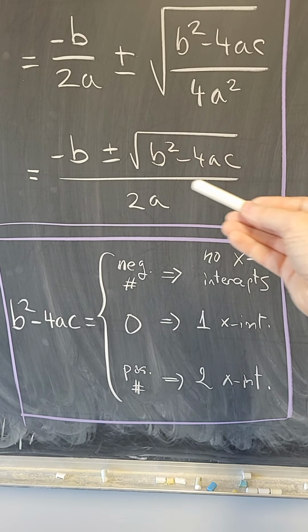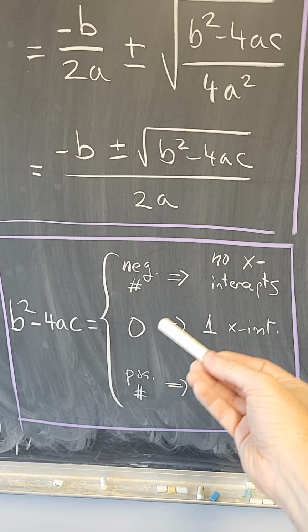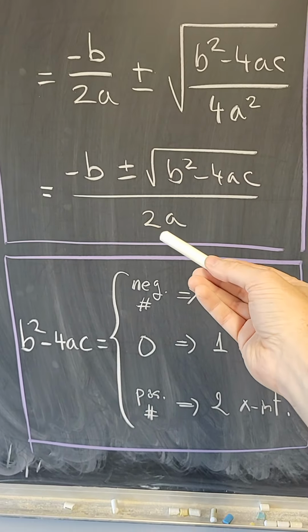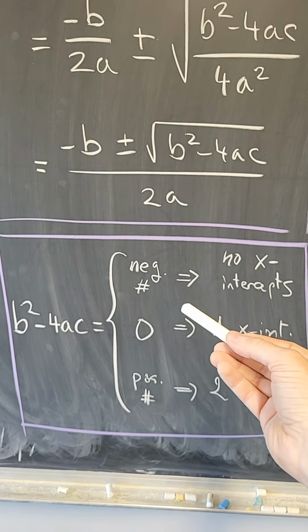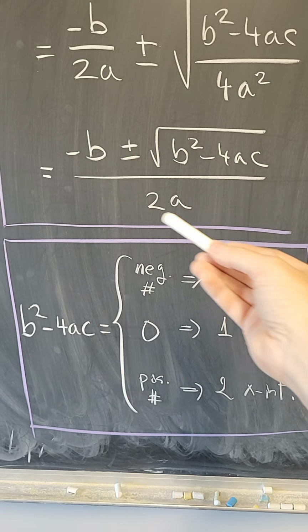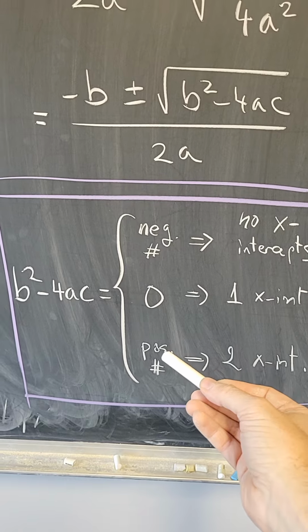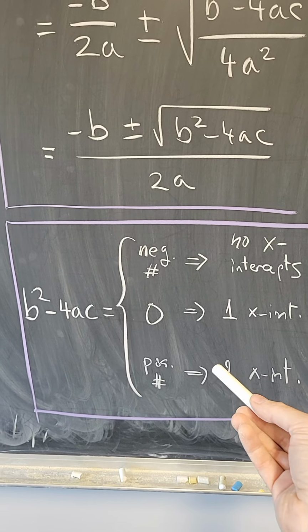Finally, this quantity inside the square root is called the discriminant, and if the discriminant is 0, there is only one x-intercept at minus b over 2a, so the x-intercept also happens at the vertex. If the discriminant is negative, there are no real values here, so there's no x-intercepts, and if the discriminant is positive, then there will be exactly two x-intercepts.